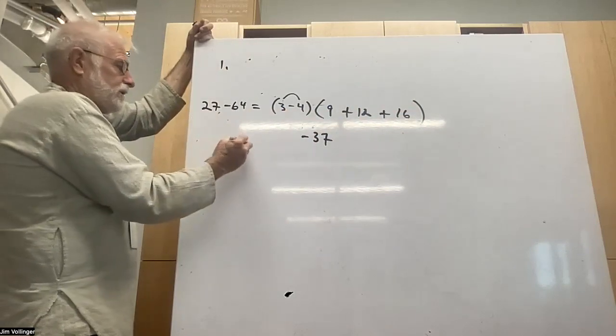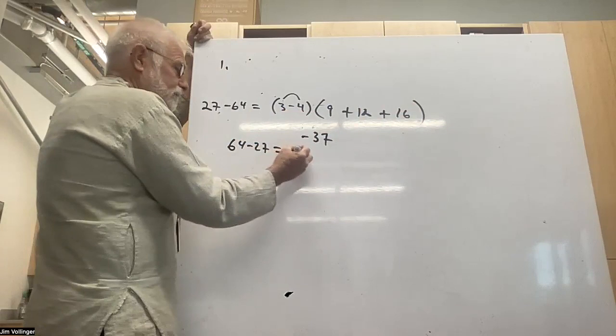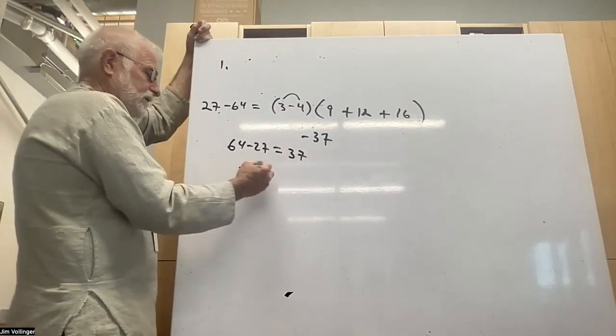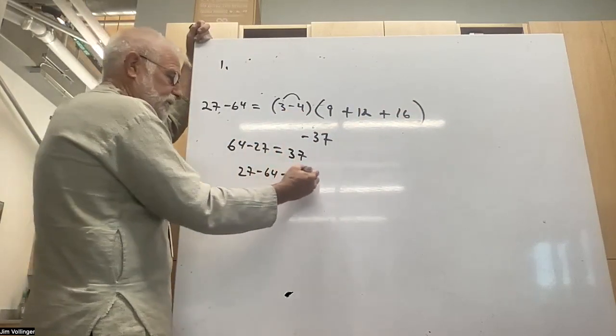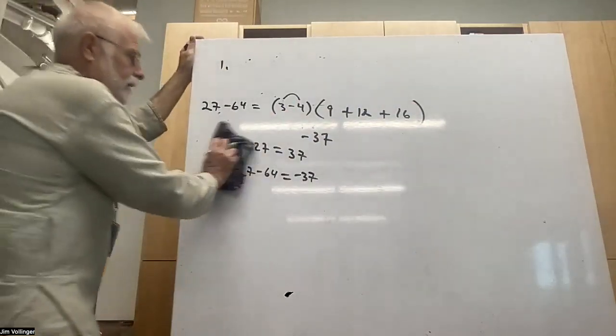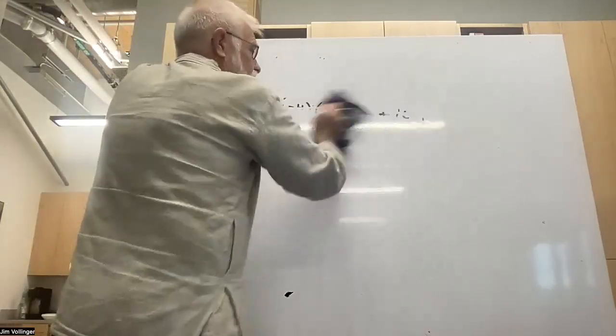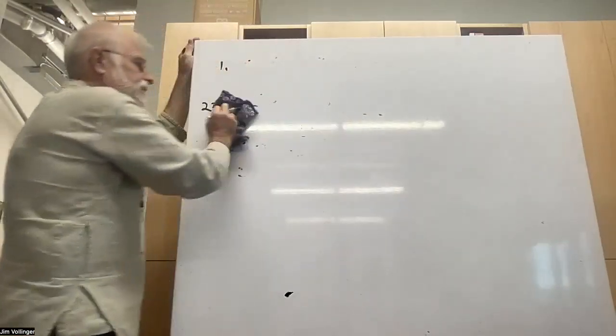And it looks like we got 21, 31, 37, negative 37. Geez, let's see. What is 64 minus 27? Ooh, that's 37. Wow, so 27 minus 64 must have a sign change. Looks like it's right. And so that's a useful skill, changing sums and differences into products.